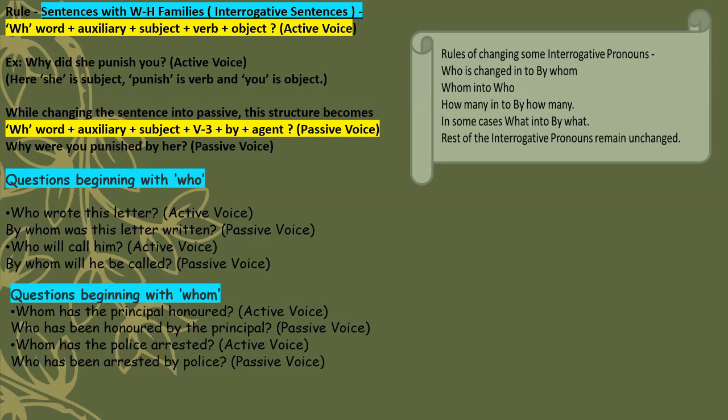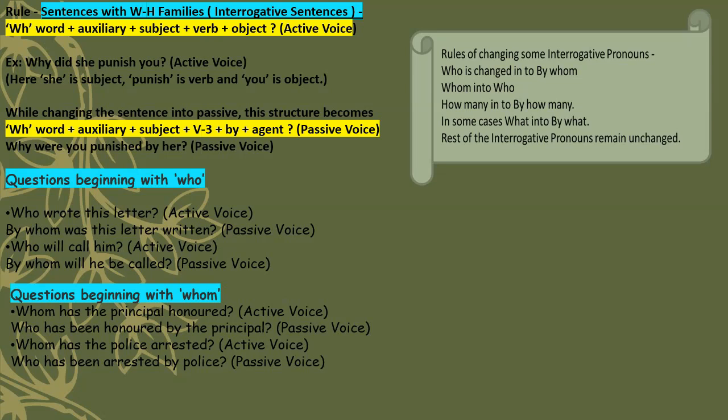Now how are you going to make a change in this interrogative sentence? WH word plus auxiliary plus subject plus V3 plus object. Your object will become the subject and the subject will become the object. So why, auxiliary with you will go, were, since it is in past tense. Okay, then you punished. Why were you punished?